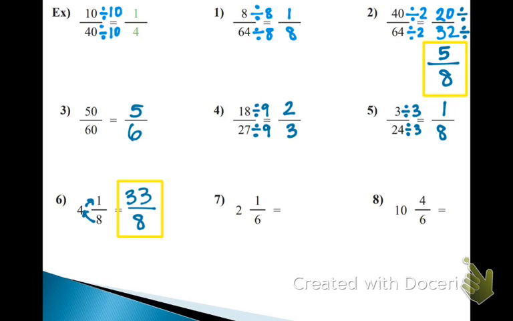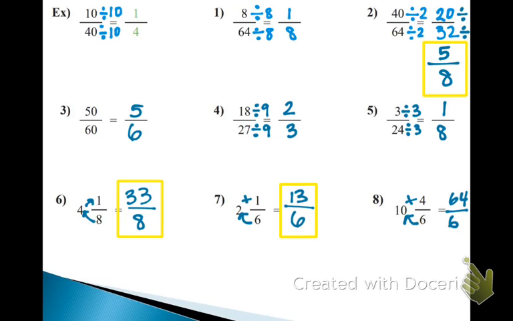We do it again with number 7. 6 times 2 is 12, plus 1 is 13. Keep the denominator of 6, and we got 13 over 6. The last, we have 6 times 10, which is 60, plus 4 is 64, over 6.